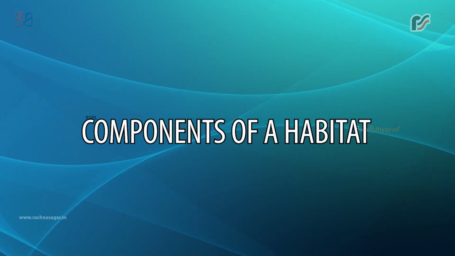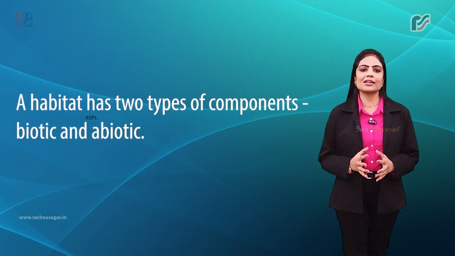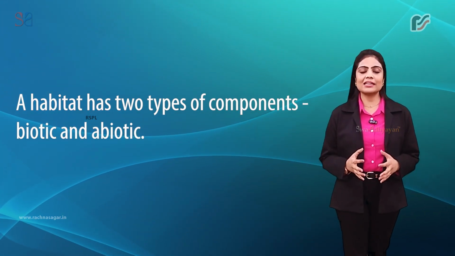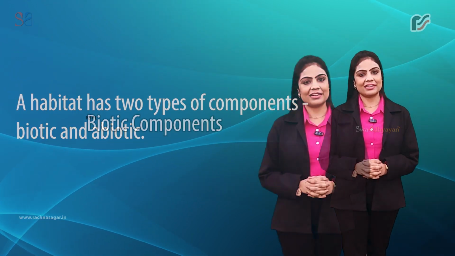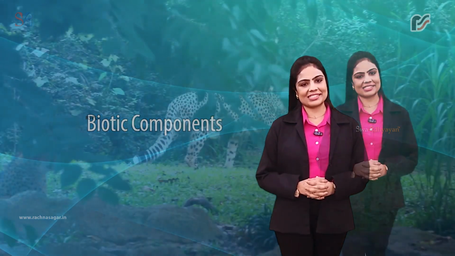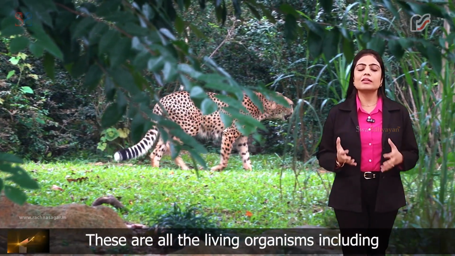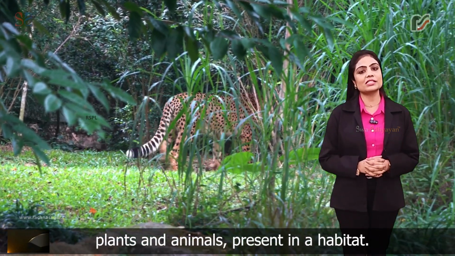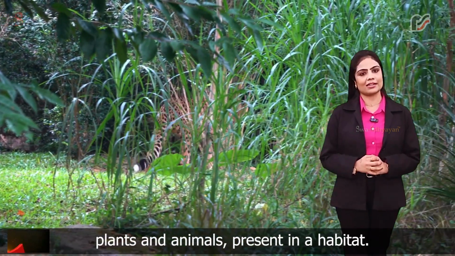Components of a habitat. A habitat has two types of components, biotic and abiotic. Biotic components. These are all the living organisms, including plants and animals, present in a habitat.